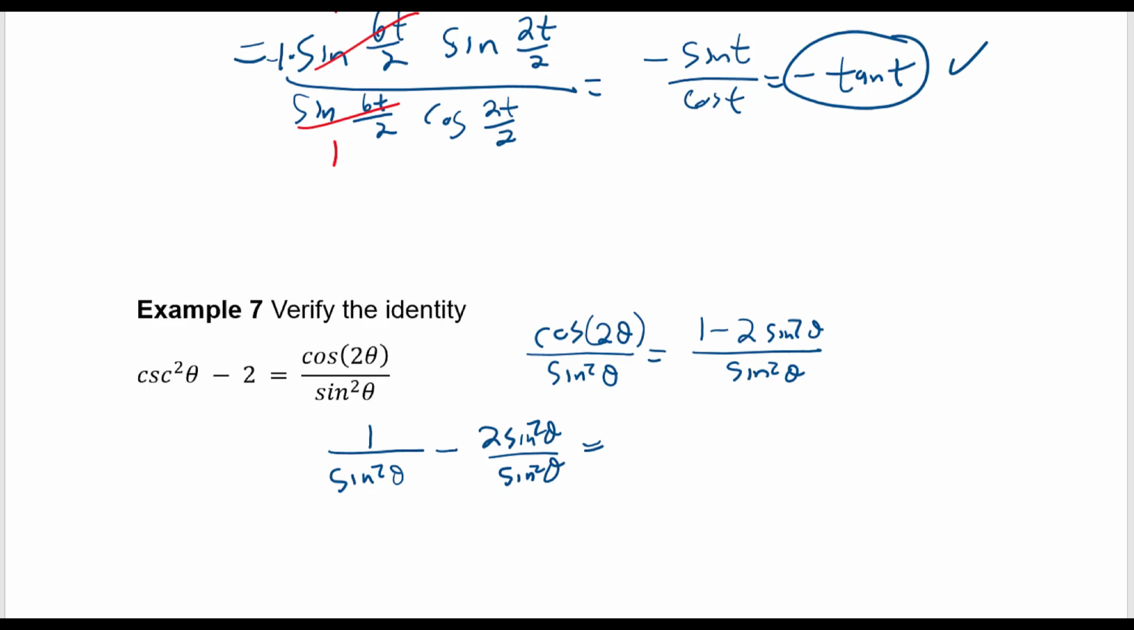1 over sine squared theta is cosecant squared theta. And then these sine squares will just divide out, and so you get minus 2. And that's it. Wasn't that fun?